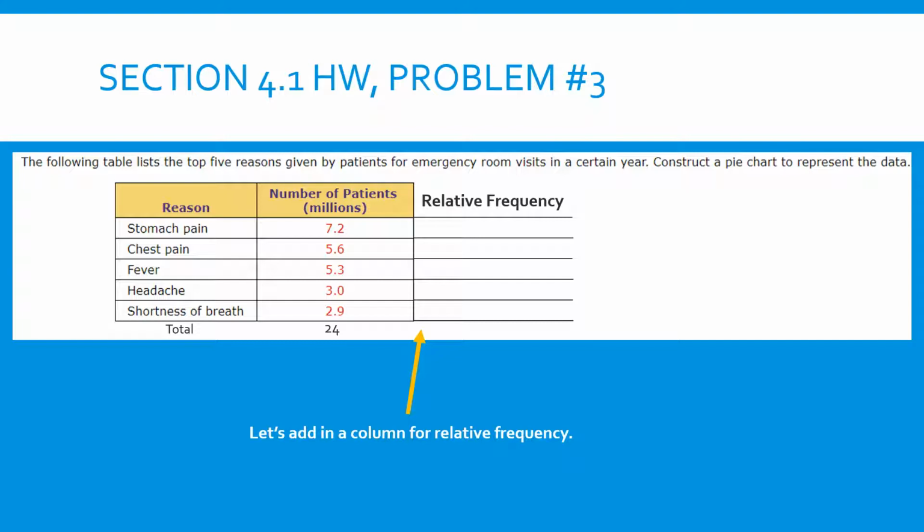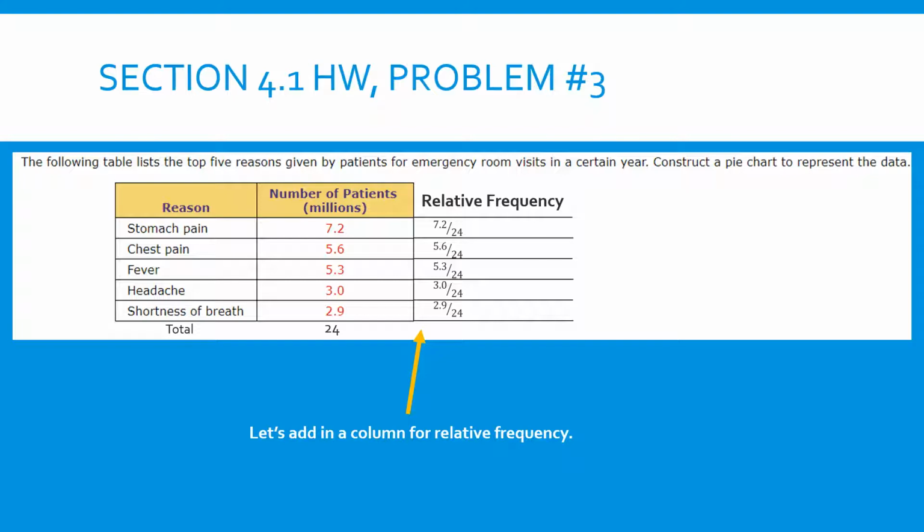So the relative frequency of stomach pain is 7.2 over 24. For chest pain, it's 5.6 over 24. Fever is 5.3 over 24. For headache, it's 3.0 over 24, or just 3 over 24. Shortness of breath is 2.9 over 24.